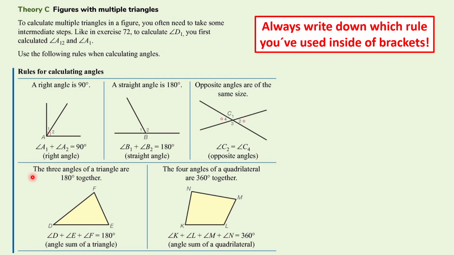Dear students, let's finish this chapter with the last theory, theory C, figures with multiple triangles, which I think is a weird name for a theory, but technically they are correct. You can also say that this is just the theory that's going to summarize everything we know and going to ask you to now use it in conjunction with each other.